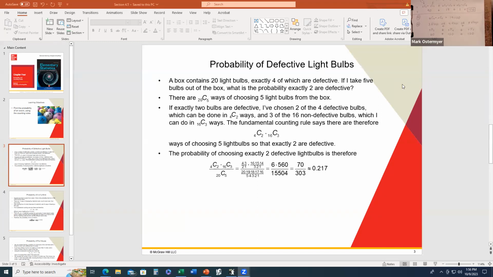How many different ways can I select 5 light bulbs from 20 light bulbs, if order does not matter? Well, that's going to be 20 in combination with 5. Now, if exactly 2 bulbs that I select are defective, I've chosen 2 of the 4 defective bulbs. Do you agree? Remember, there were only 4 bad bulbs in the box, or 16 good. And how many different ways can I choose 2 bad bulbs amongst 4 bad bulbs? Well, that's going to be 4 in combination with 2 ways.